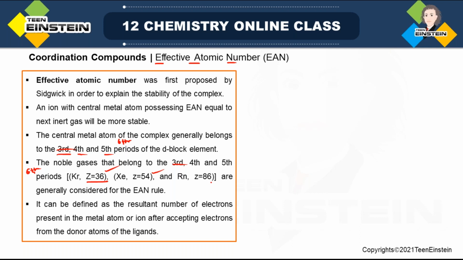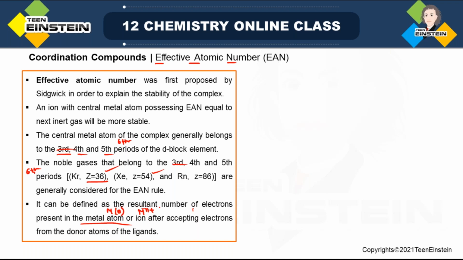Now the purpose behind it is that if you consider only the metal, there is a specific atomic number. Suppose just take nickel, it has atomic number 28, but when some ligands are surrounding it, some more electrons should also be counted around the metal. After addition of these ligands, the new electrons that are added give a combined number, and if it matches the inert gas atomic number, that means it will be stable. It can be defined as the resultant number of electrons present in the metal atom or ion, depending on whether the metal atom has zero oxidation state, or the ion has some specific oxidation state, 2 plus, 3 plus, whatever, after accepting electrons from the donor atoms of the ligands.